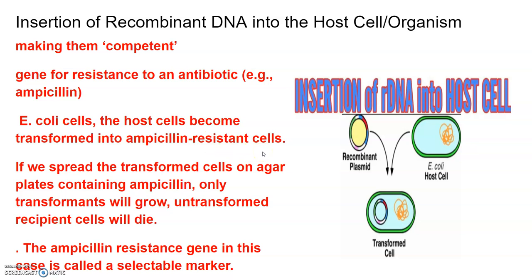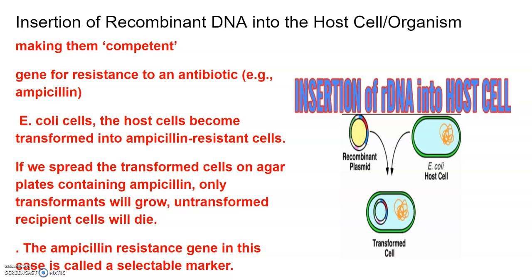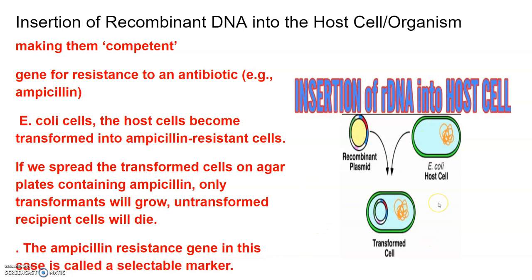Now if we spread the transformed cells on agar plates which contain ampicillin, what will happen? Only transformants will grow. And the untransformed recipients, what will happen to them? They will die. Since, due to the ampicillin resistant gene, one is able to select a transformed cell in the presence of ampicillin, the ampicillin resistant gene in this case is called a selectable marker. So this is how insertion of the recombinant DNA into the host cell is accomplished.